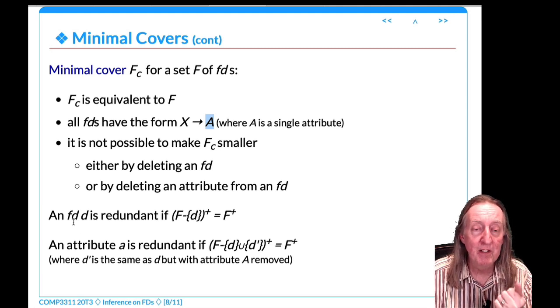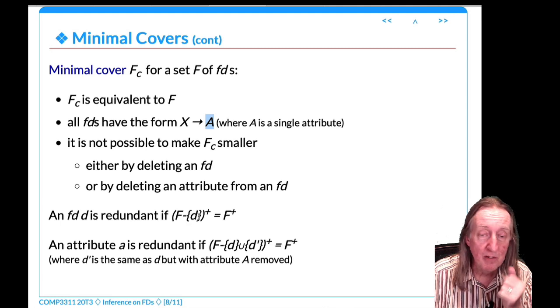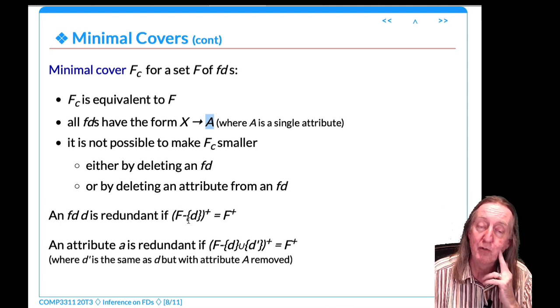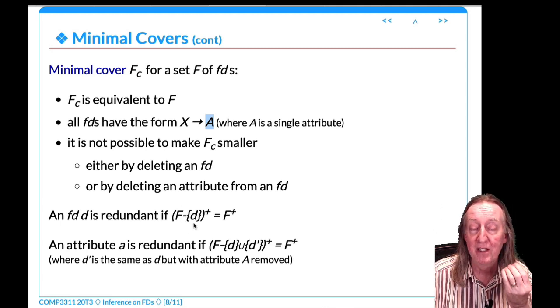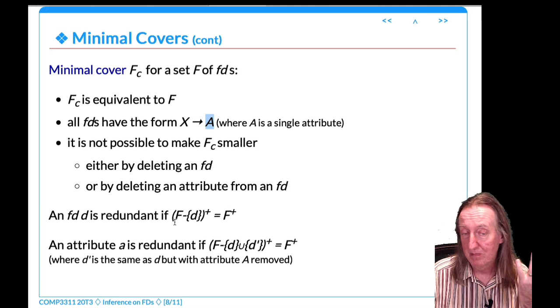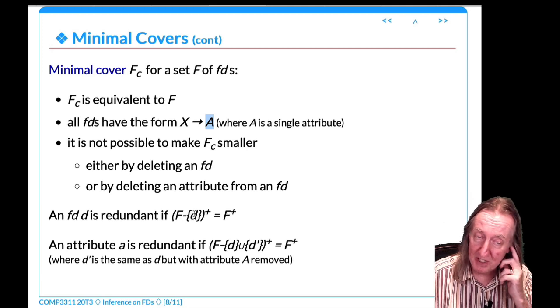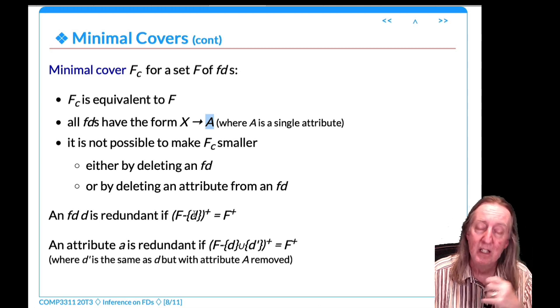Alright, so a particular functional dependency is redundant if we can remove it from the set of functional dependencies and the closure is equivalent to the closure of the original set. So get rid of D, end up with the same result. We obviously didn't need D.